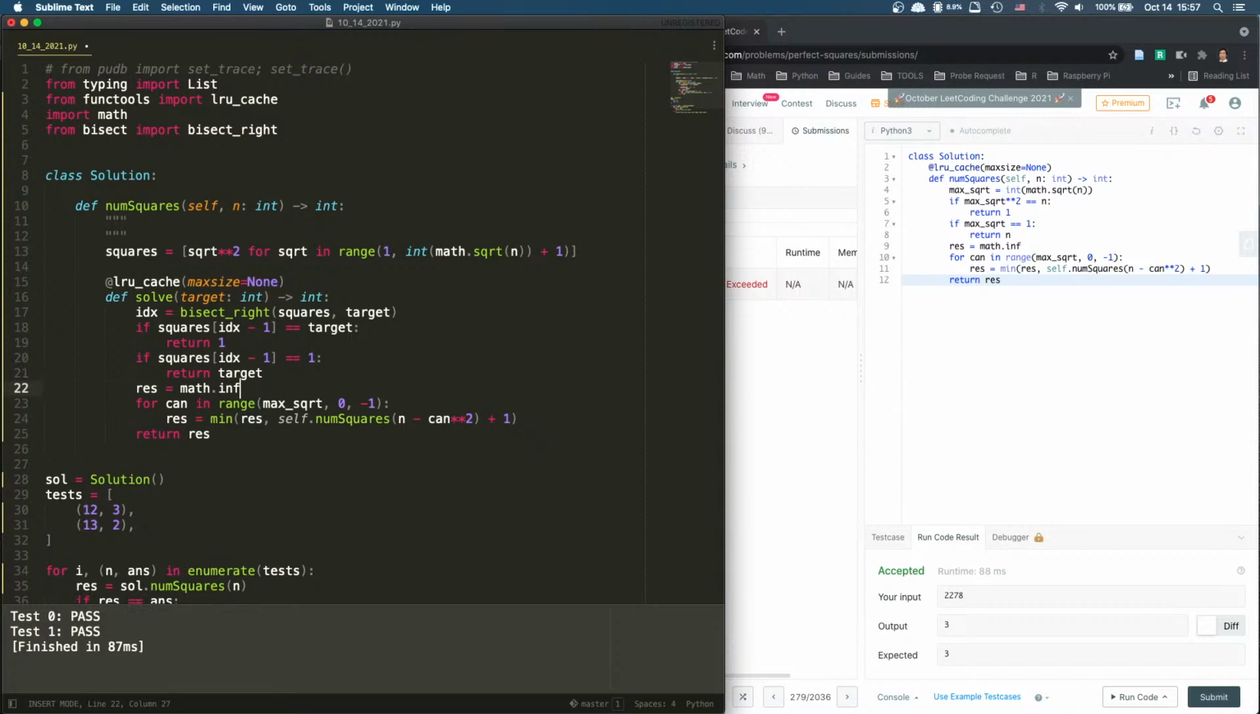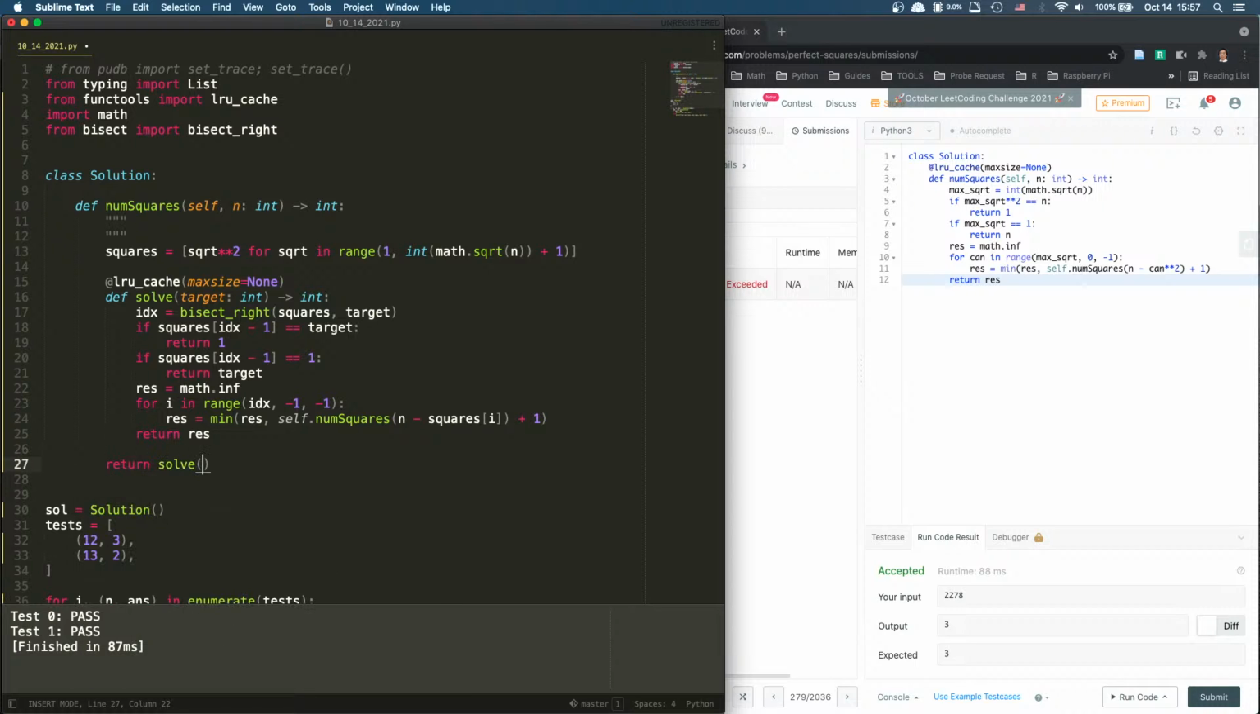Then for candidate, it's going to be for i in range. So we're going to go from index all the way to the start minus 1, right? For i in range index minus 1, res equals min res, self.numSquares n minus squares i plus 1. And then we're just going to return solve n.